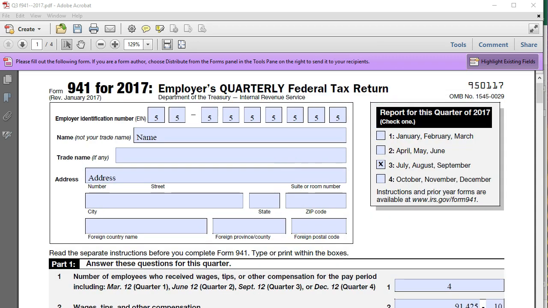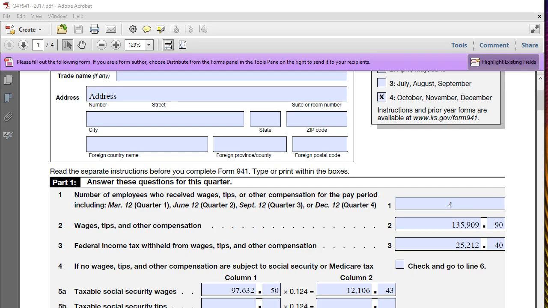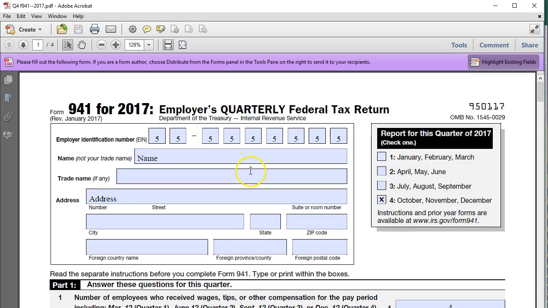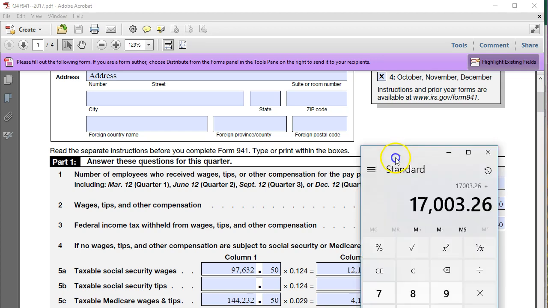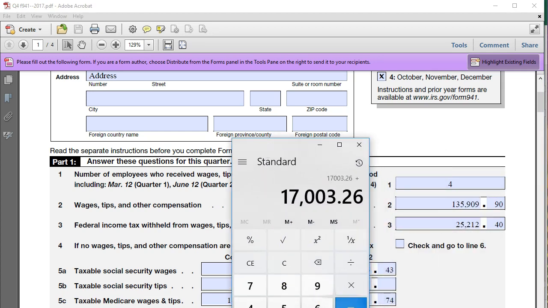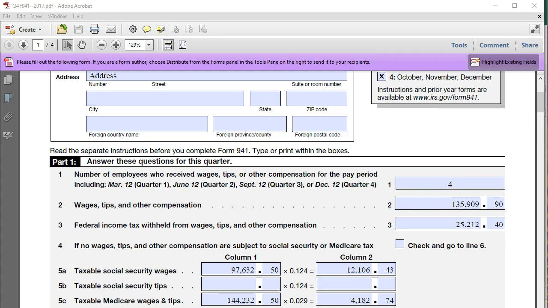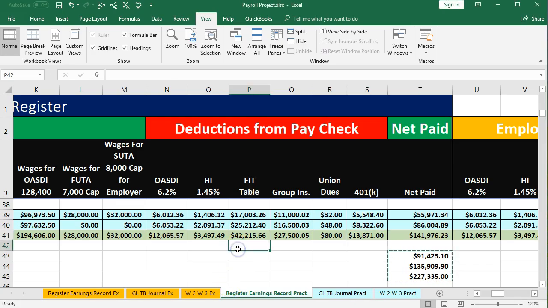941. And if we go to the 941 for quarter 4, we have the withholdings line 3, 42,215.66. That should match what is on our form here for FIT, 42,215.66. Looks good. It should also be reported on the W-3 for FIT.